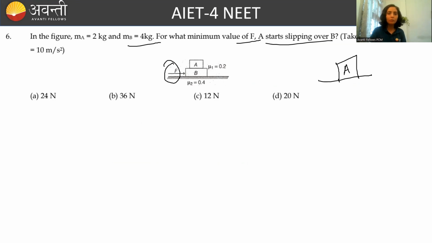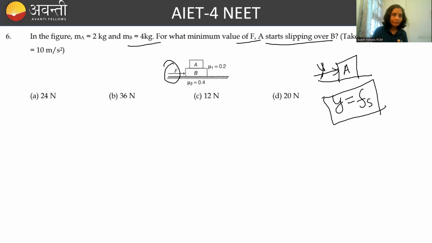Suppose there is a block on the ground, and we are applying an external force, say Y. When it will just start slipping over, Y will become equal to the static friction being provided. So this is the condition of just slipping over a surface. Here A is slipping over B, over the surface of B, and the surface of B is friction containing, so it will apply friction force on it. And if the external force acting on A is equal to the static friction force acting between the surfaces A and B, then it will just slip over.